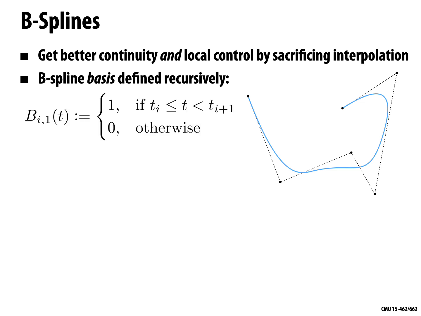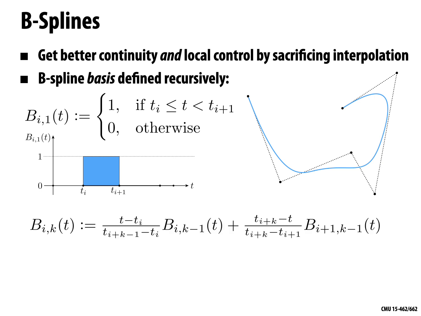The first basis, B sub i1 of t, is very, very simple. It's just 1 if we're inside the current interval and 0 if we're outside the ith interval. So it looks like this. If we have a long curve with lots of knots, bi is going to be non-zero only on that interval. Okay?